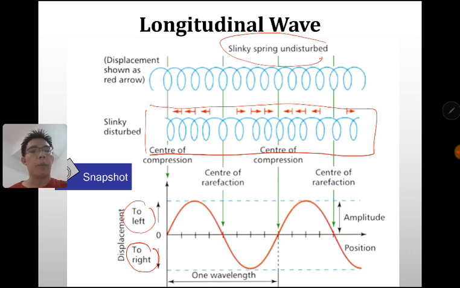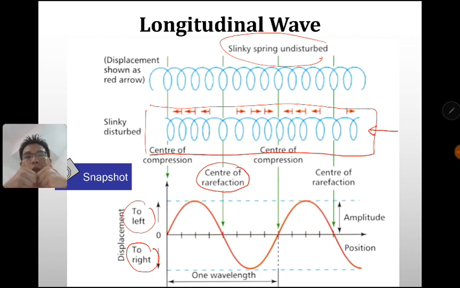Okay, so now I'm going to elaborate on one of the things here, which is how to identify a center of rarefaction. If you are not given the picture in this box here, you actually will not know easily where is the center of compression and where is the center of rarefaction. So let's say you just have the graph at the bottom here. So how are you going to identify? The idea is very simple.